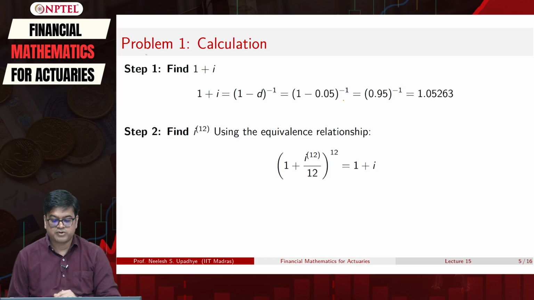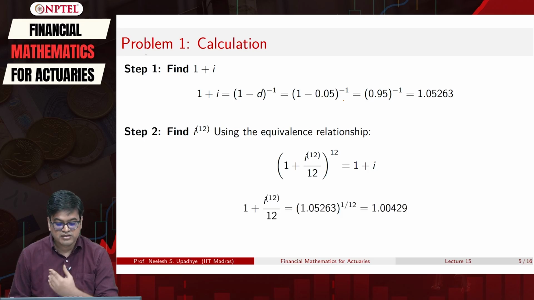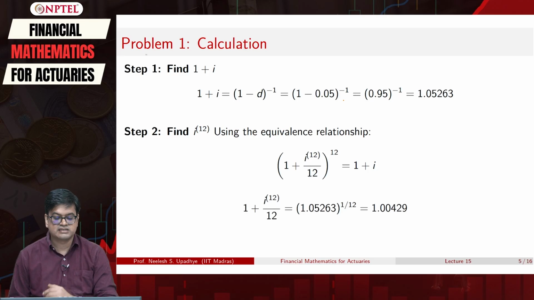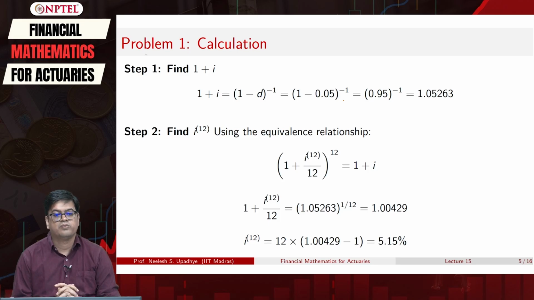Now put in the appropriate values. You already know what is 1 plus i, just substitute it, take the 12th root of this using calculator, you will get this number, and then do appropriate arrangement, subtract 1, multiply by 12, and you will get the final answer to be 5.15%. Wonderful. Now you have cracked problem 1.